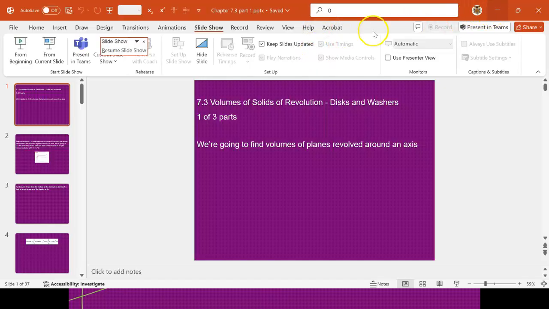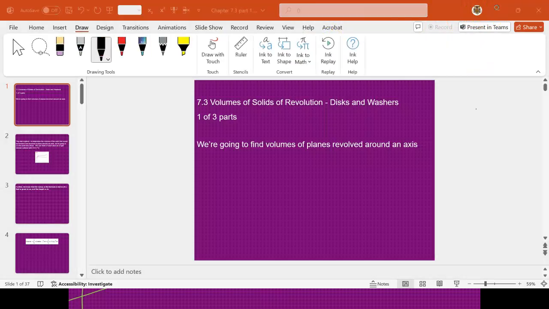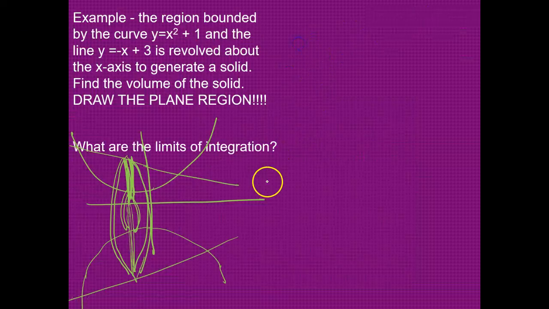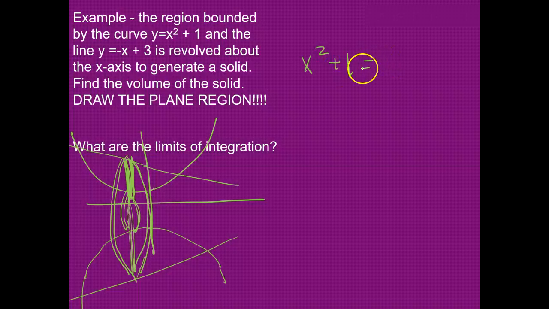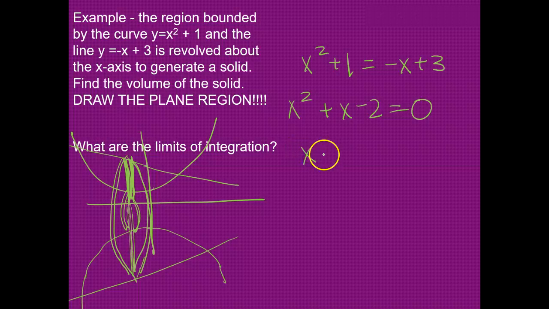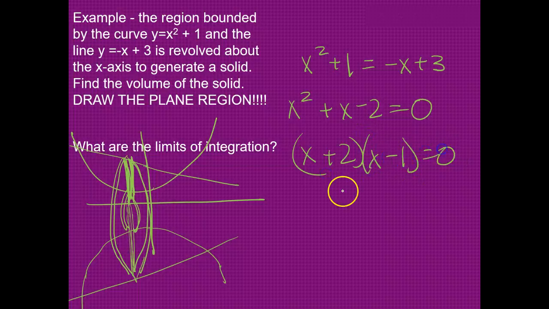It looks like this with thickness. Okay, we have to find our limits of integration, which means I need to set x squared plus 1 equal to negative x plus 3. x squared plus x minus 2 equals 0. And I get x plus 2, x minus 1 equals 0. So x equals negative 2 and 1. These are our limits of integration. We're going from negative 2 to 1.